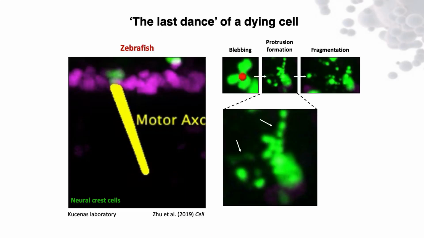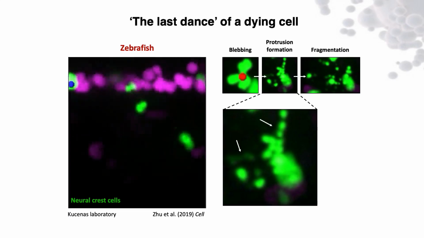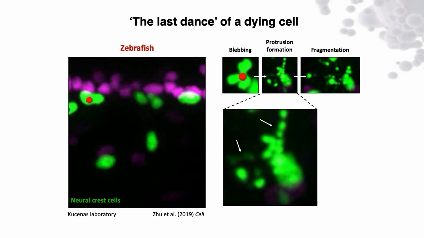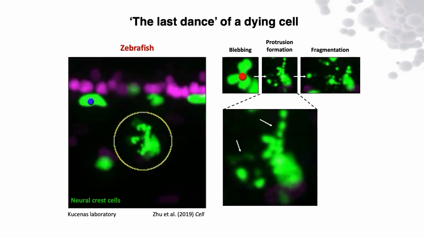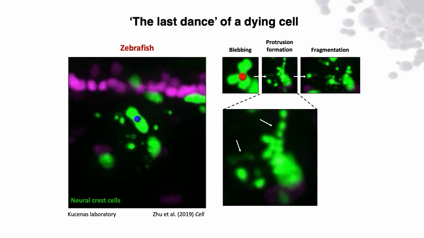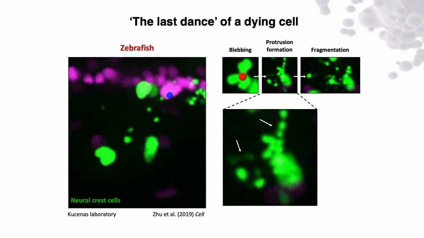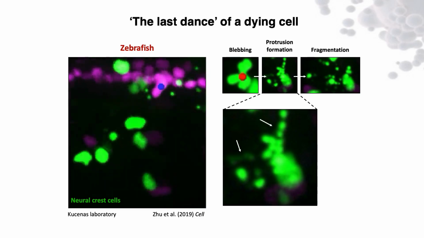But we were really happy when we saw this paper from Sarah Kucenas's lab from UVA, where they were interested in looking at how neural crest cells die and are cleared. What they saw was that when the cells die, they showed quite similar morphology to what we described in vitro, where the cells, shown in red here, undergo blebbing and the formation of this protrusion, and then the protrusion undergoes fragmentation to generate apoptotic bodies.